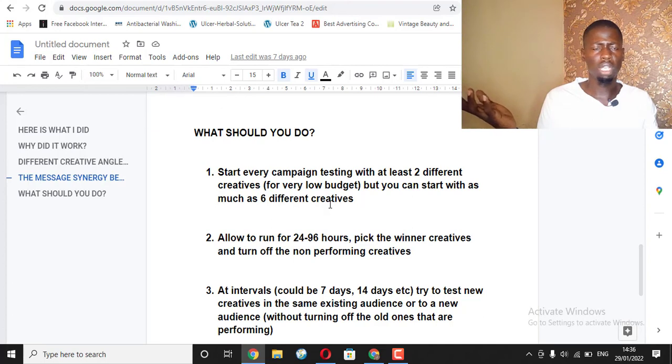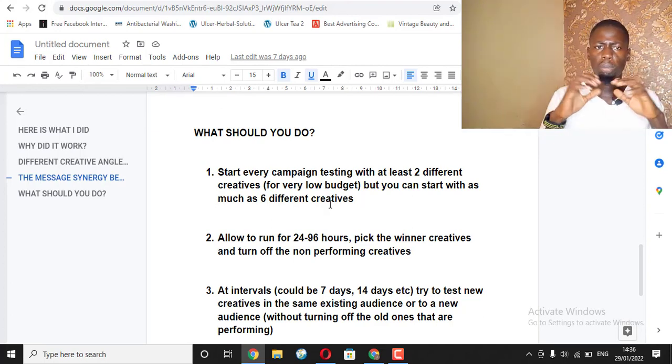After all, that's the purpose of testing. You have to keep on testing, right? You just need to keep on testing creatives within intervals, within 7 days, 14 days, or maybe a month.